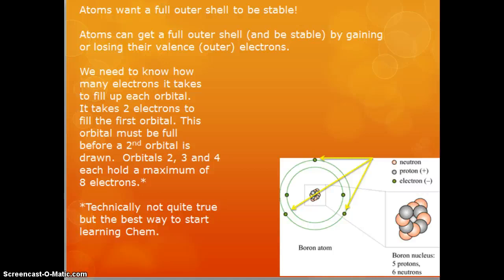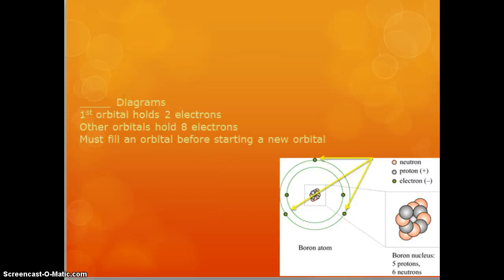So don't feel like, oh, Mrs. KJ just isn't teaching us right. No, everyone starts out with Bohr diagrams, and then you get more advanced later. All right, so speaking of, I just said it. What kind of diagrams are these? Where the first orbital holds 2 electrons, other orbitals hold 8 electrons, and you must fill an orbital before starting a new orbital. Those are called Bohr diagrams.